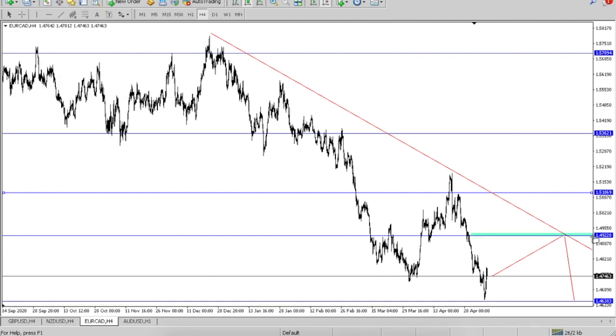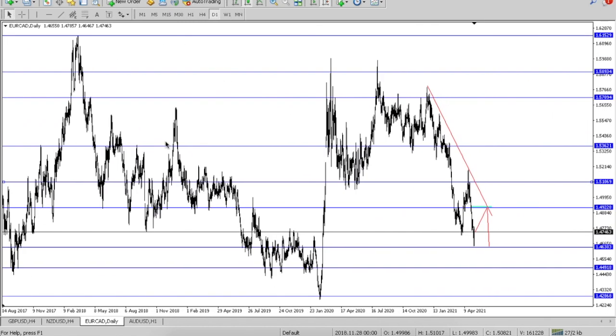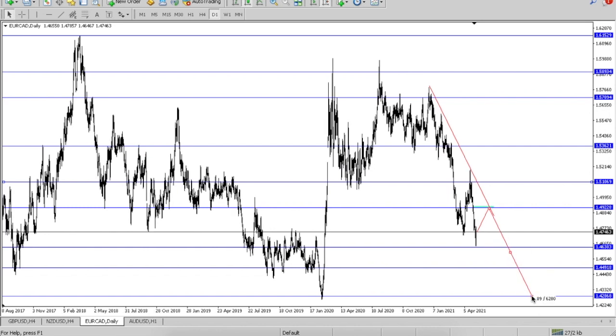So this is our level. We will be looking to sell our EURCAD when it gets to 1.49228, and then our first target is going to be 1.46383. If it continues to fall, we can continue to hold all the way down here. If it passes here, we can ultimately take profit there.